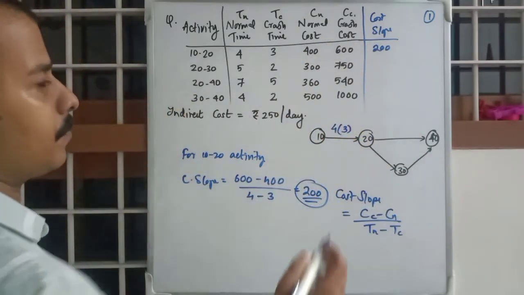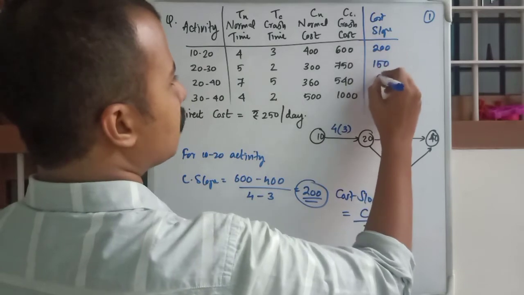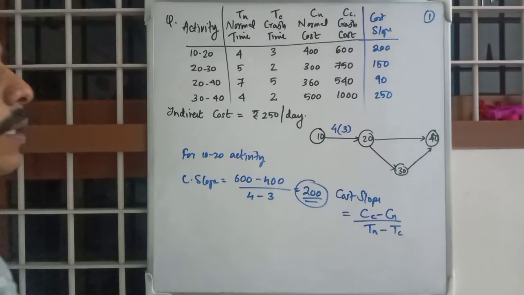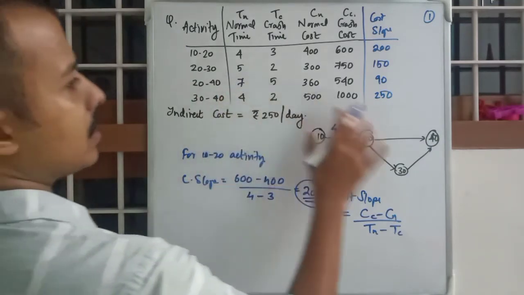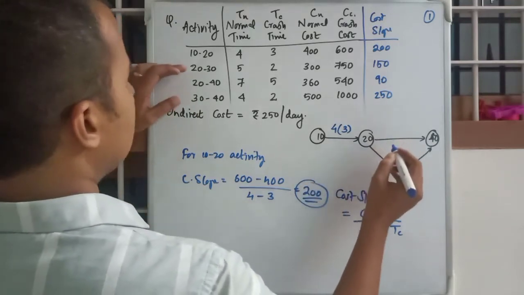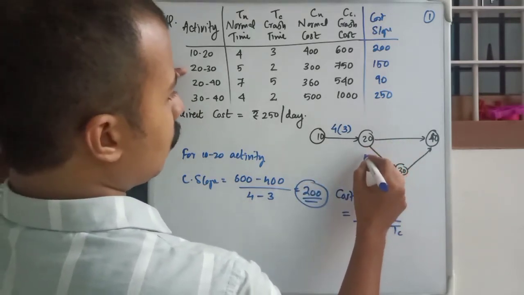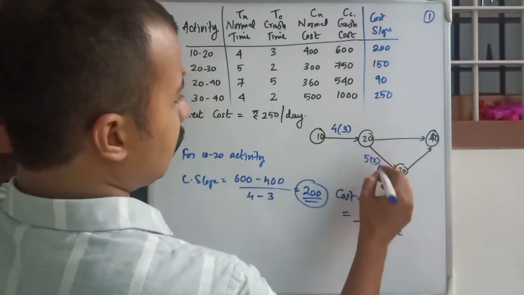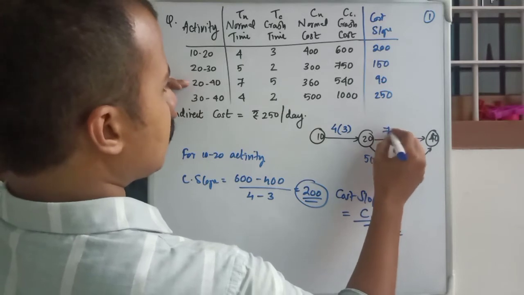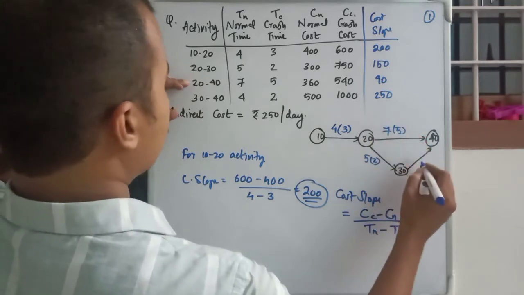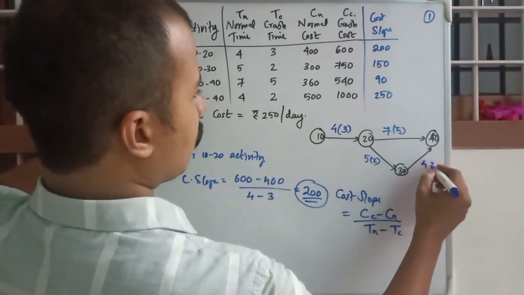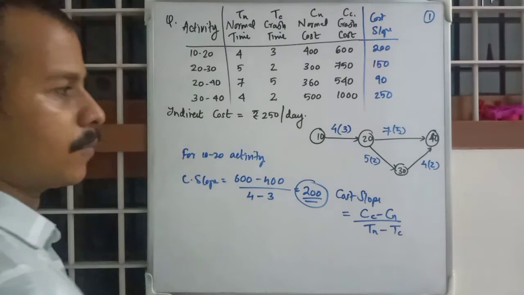And next one, 150, 90, 250. I'll just write these details into the network analysis. 20, 30 is 5 in bracket 2. 20, 40 is 7 in bracket 5, and 30, 40 is 4 in bracket 2.